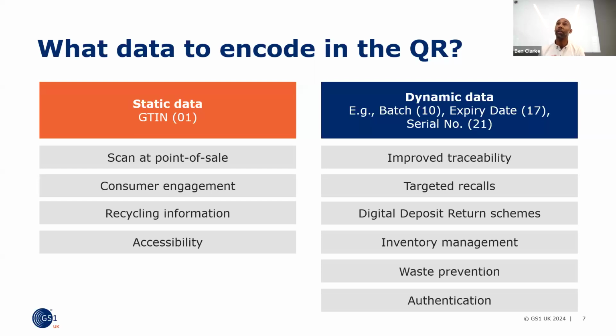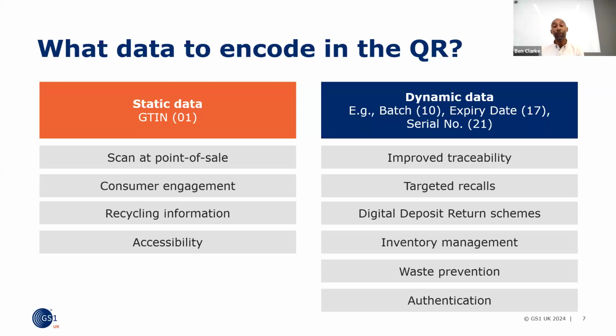If you wanted to start doing waste prevention or better inventory management, you can encode best before dates or use by dates within your QR code. And of course, if you wanted to do digital deposit return schemes or even do better authentication and personalization, you might need to say this is very much this specific product. Actually go down to the instance and identify that one particular product. So you could put a serial number within your QR code. So it very much depends on what you need to do as to what goes into the QR code.